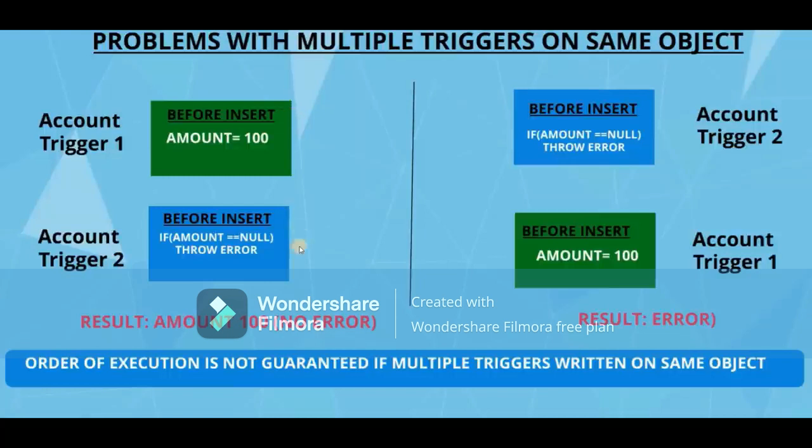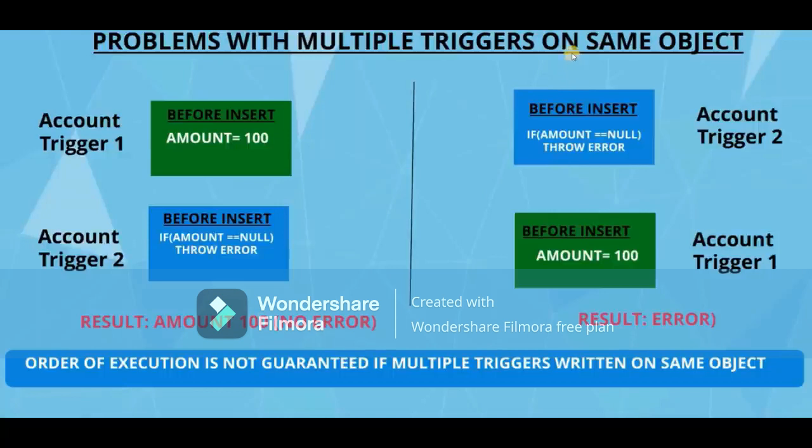So let's see what would be the result if we follow this order, and what would happen if the second trigger is executed first and the first trigger later. In this order, amount is pre-populated with 100, so the amount value is set to 100 as per the first trigger. And as per the order, if we come to this trigger, if amount equals null, as amount is already 100, amount cannot be null, so it will come out of that if condition. Finally, the record will get inserted with amount equal to 100. Hence, there is no error.